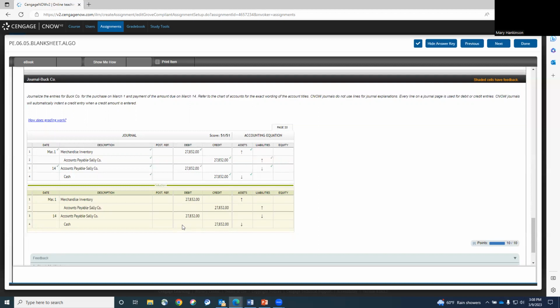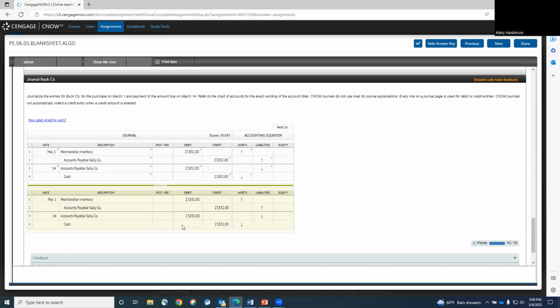All right, so when we make a purchase on account, we've created a liability, right? And then what did we purchase? We purchased our merchandise inventory. So on March 1st, we're going to see a debit to Buck Co.'s merchandise inventory, totaling $27,832, again, because we took advantage of that discount. Okay. And we went ahead and set up a payable for Sally Company, our vendor, showing that we owe Sally Company money. Specifically, we owe them $27,832.